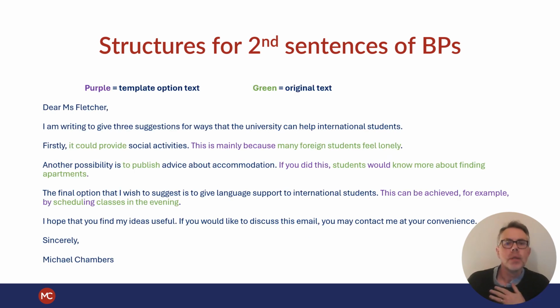Okay, so if we look here, this is mainly because many foreign students feel lonely. Okay, that works, doesn't it? If you did this, students would know more about finding apartments. This can be achieved, for example, by scheduling classes. So this is all top level grammar. Okay, that use of this reference word, we're referring back to the previous idea.